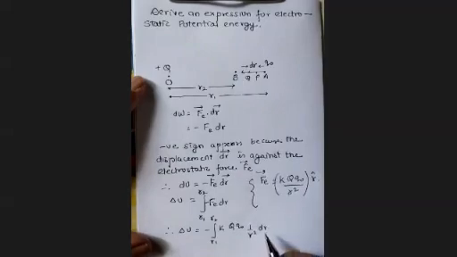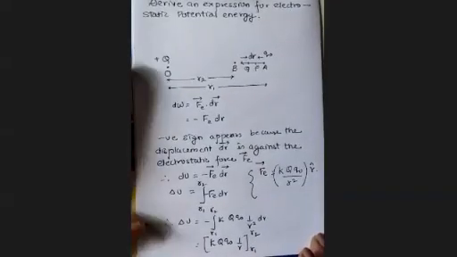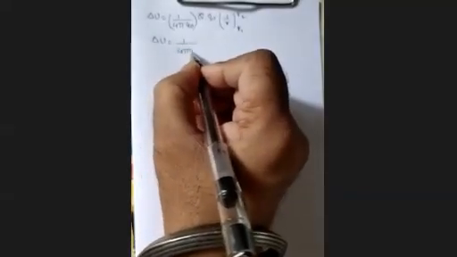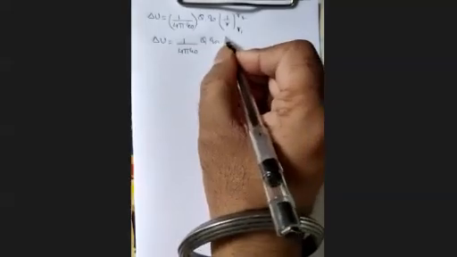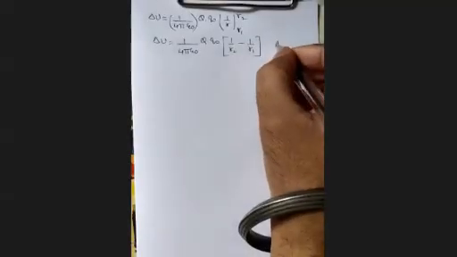Now, K is constant, Q is constant, Q naught is constant. The integration of 1 upon R square is minus 1 upon R. So minus and minus get cancelled, and we have 1 upon R, but the range is from R1 to R2. So substituting the limits, delta U will be equal to 1 upon 4 pi epsilon naught Q into Q naught into 1 upon R2, upper value, minus 1 upon R1, lower value. So this is our final answer.